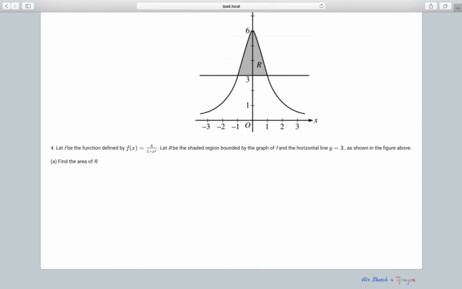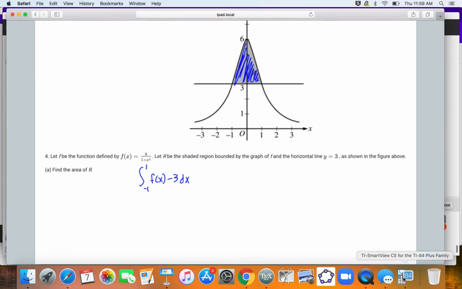So anytime you're trying to find the area between two curves, all you have to do is integrate from their points of intersection. So I would go integral from -1 to 1, and you do top curve minus bottom curve. So in this case, I would do f of x minus 3 dx, and that's going to leave me with the area between the two curves. The other thing is, anytime you're trying to evaluate a definite integral, that should be done in your calculator for the exam. It'll just eliminate human error and save you time.